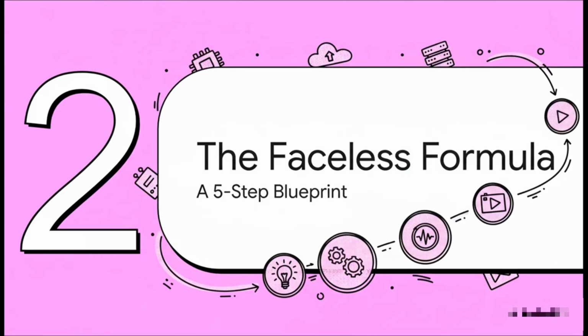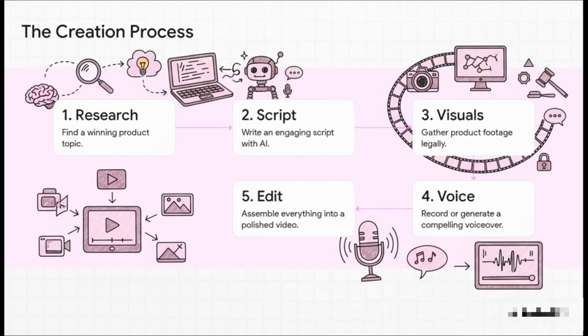Okay, so how do we actually pull this off? Well, it all boils down to a simple, repeatable formula. We're about to walk you through a 5-step blueprint that takes you all the way from a brand new idea to a finished video. So here it is. This is our roadmap. First, research to find a killer topic. Second, we let AI write an awesome script. Third, we grab all the visuals we need legally. Fourth, we get a voiceover. And finally, fifth, we put it all together in the edit. Simple, right? Let's jump into step 1.